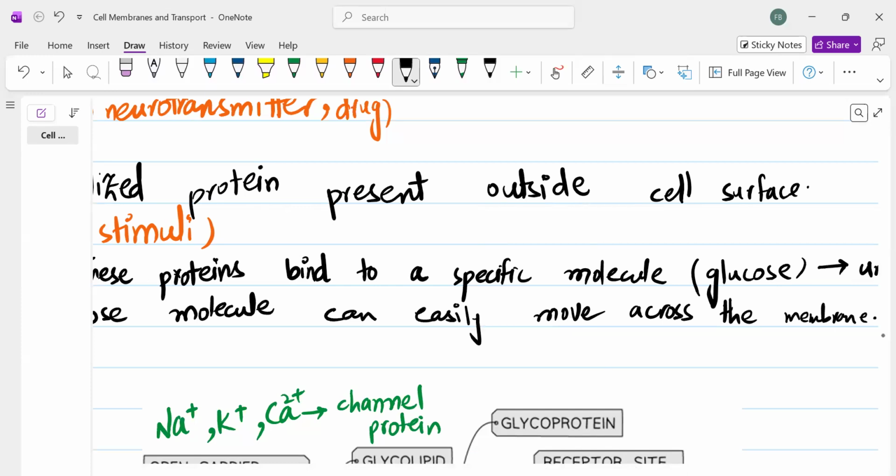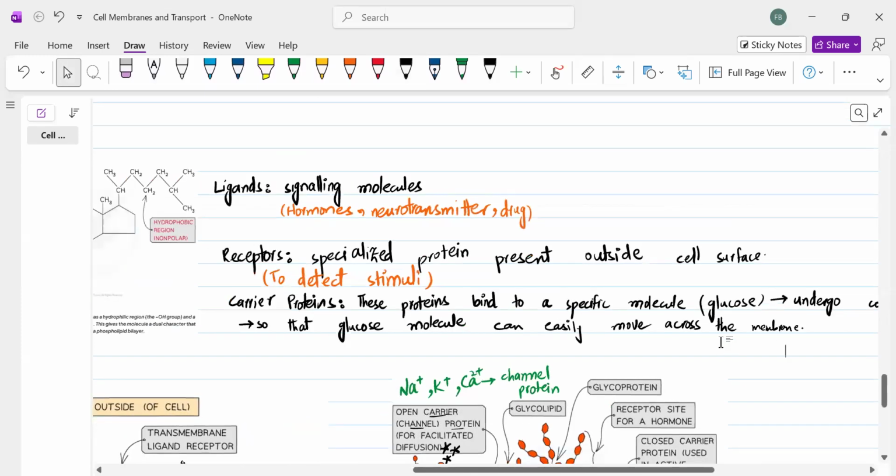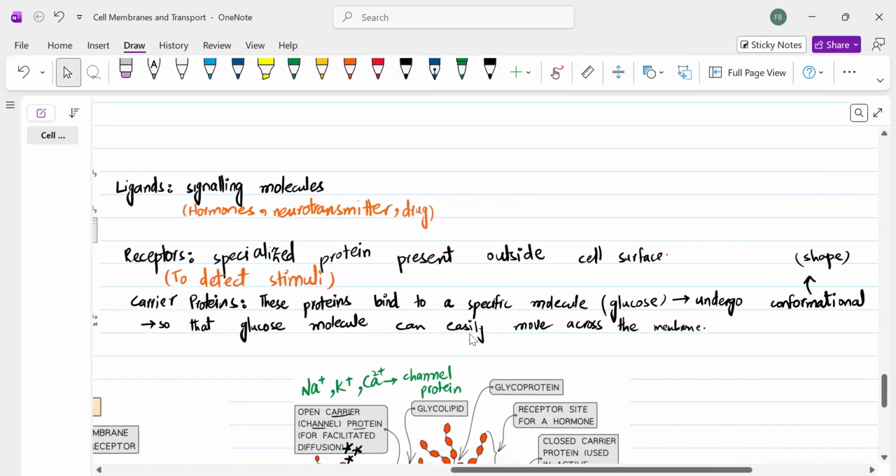When we talk about the carrier protein, what are these? These proteins bind to a specific molecule. For example, glucose is a large molecule; it cannot cross the cell membrane. So it will be bound to the carrier protein, and that carrier protein will modify its shape. It will undergo conformational changes, and then that glucose molecule can easily move across the membrane. So this is the function of carrier proteins.